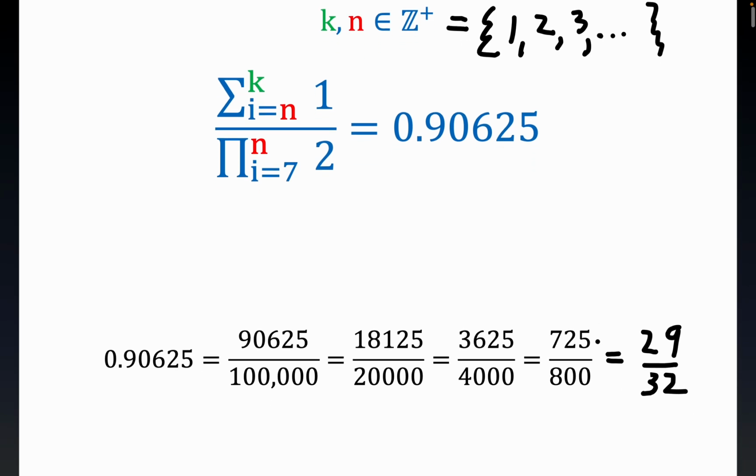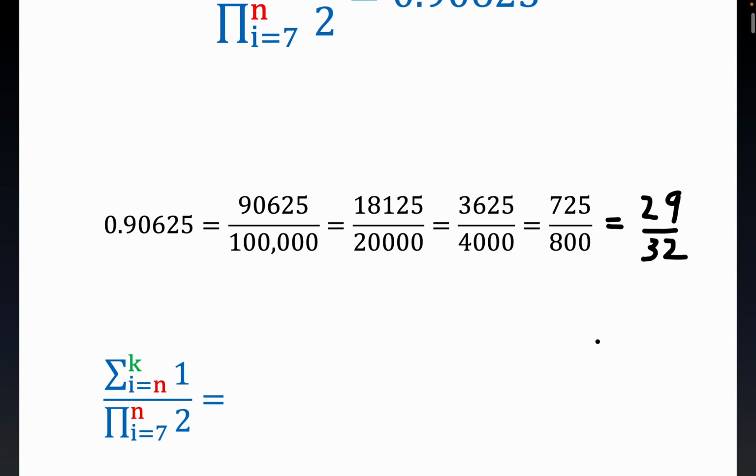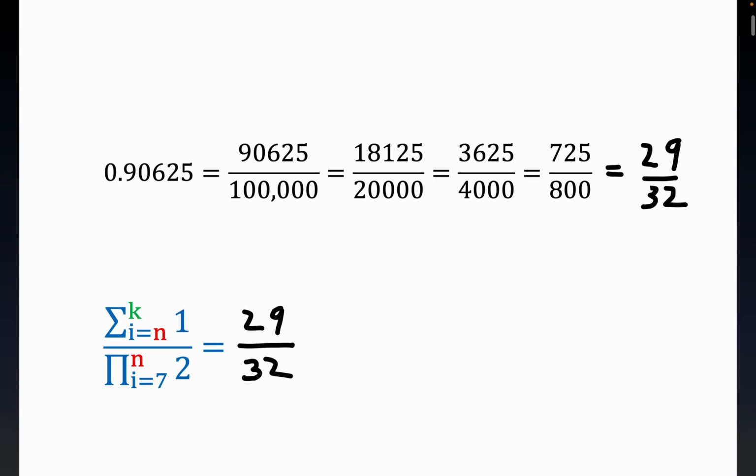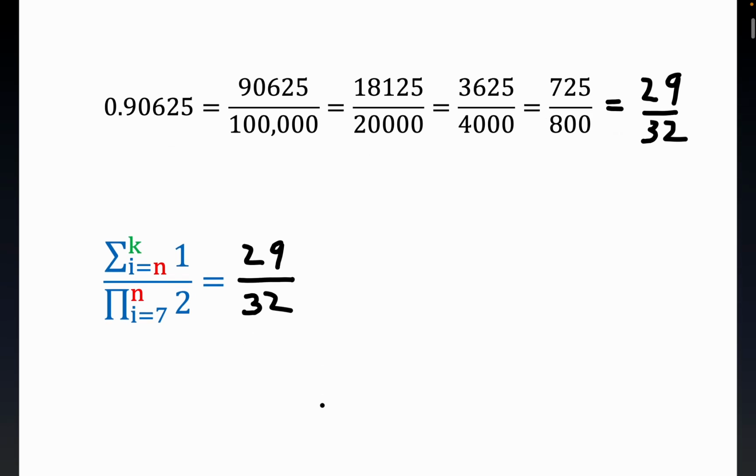Okay, now, so what are we going to do? Well, we're going to set our original problem equal to that. So this is equal to 29 over 32. Now, this is a reduced fraction. 29 and 32 are co-prime, relatively prime. And so we can actually set 29 equal to the numerator and 32 equal to the denominator. Okay. Now, it's a little easier.